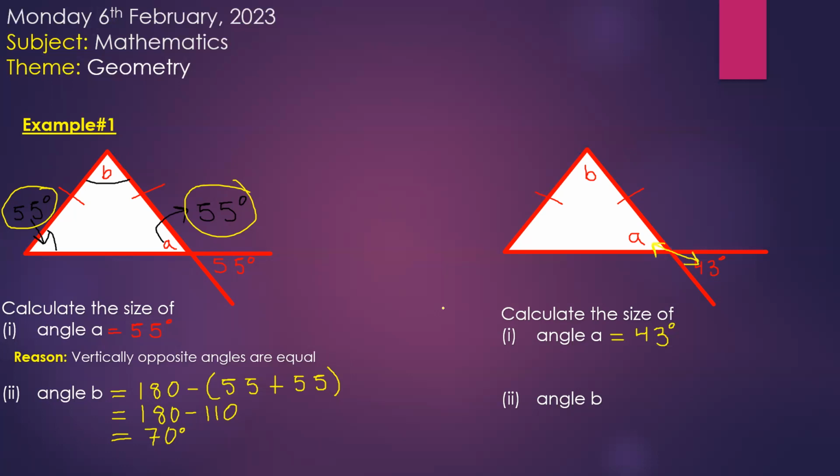All right. Antoine, where's Antoine? Why is A equal to 43? Pardon? Why is A not equal to 43?